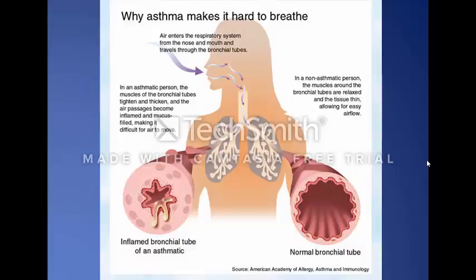This slide shows the difference between an inflamed bronchial tube of an asthmatic and a normal bronchial tube. We can see the image on the left shows a much narrower airway with secretions. This makes it much more difficult for the air to move, i.e. the resistance is increased.